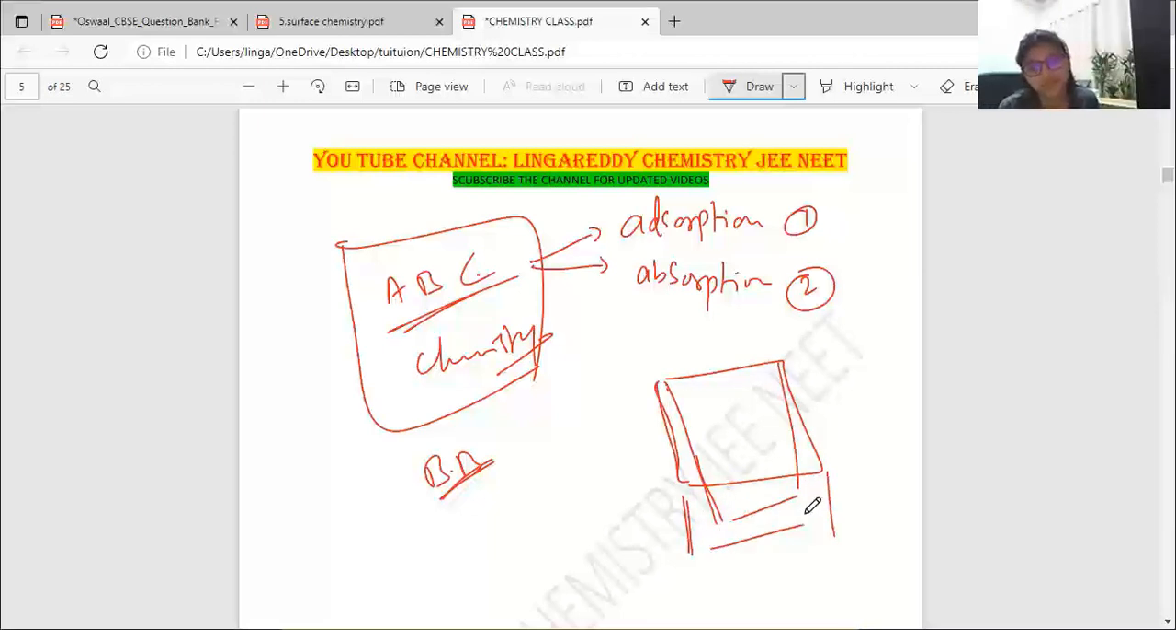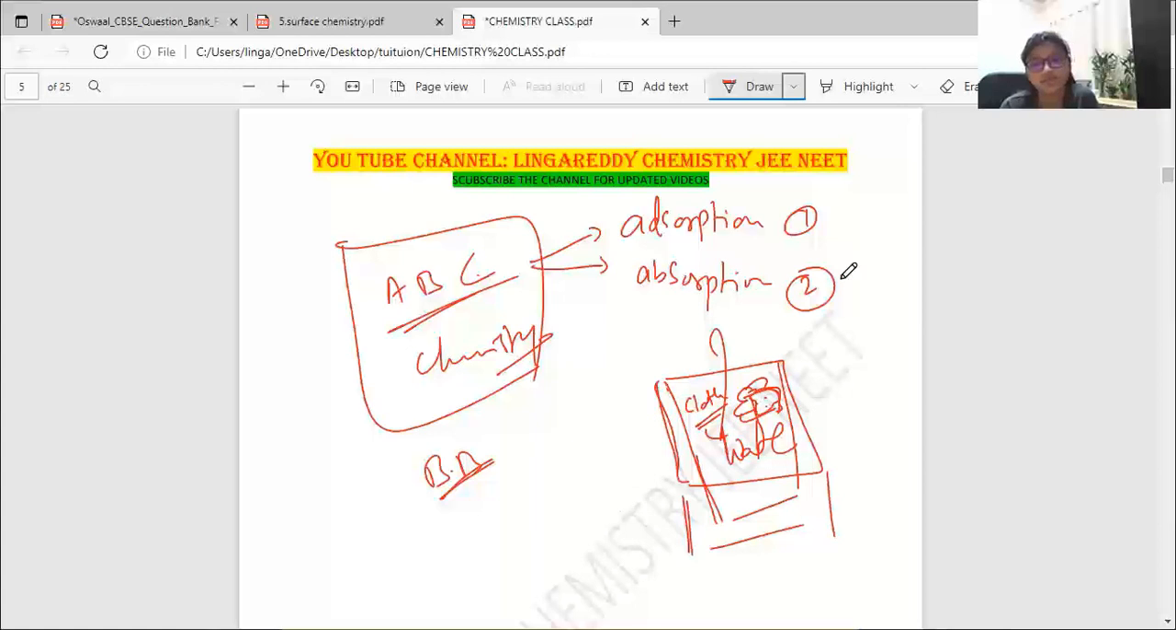One tin bucket is there. In this, water is there. In this water, I kept one sponge. You know the sponge. The sponge is absorbing the water. Even if a cloth is there, suppose, cloth or sponge, I completely dipped it in the water. Then, is it called adsorption or absorption?